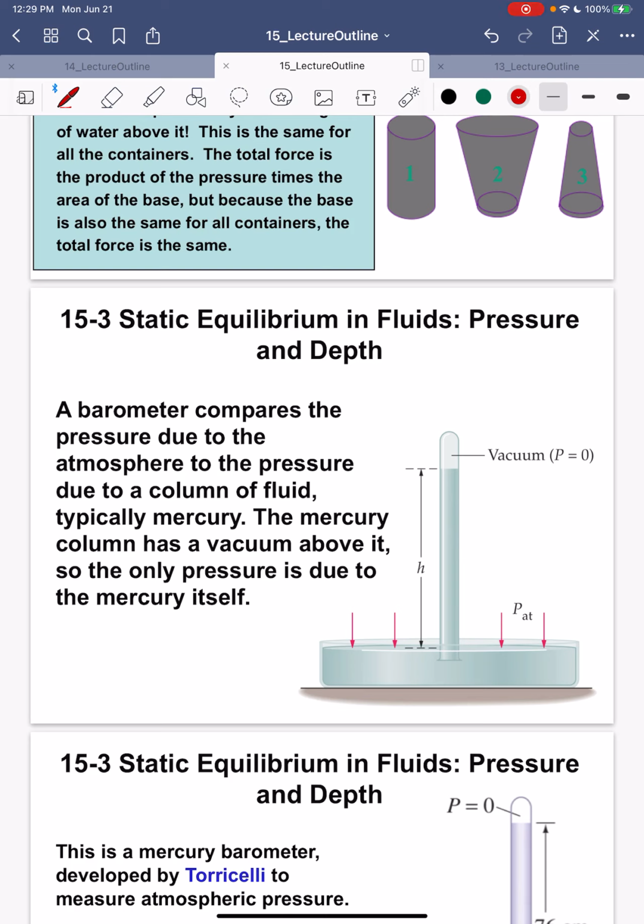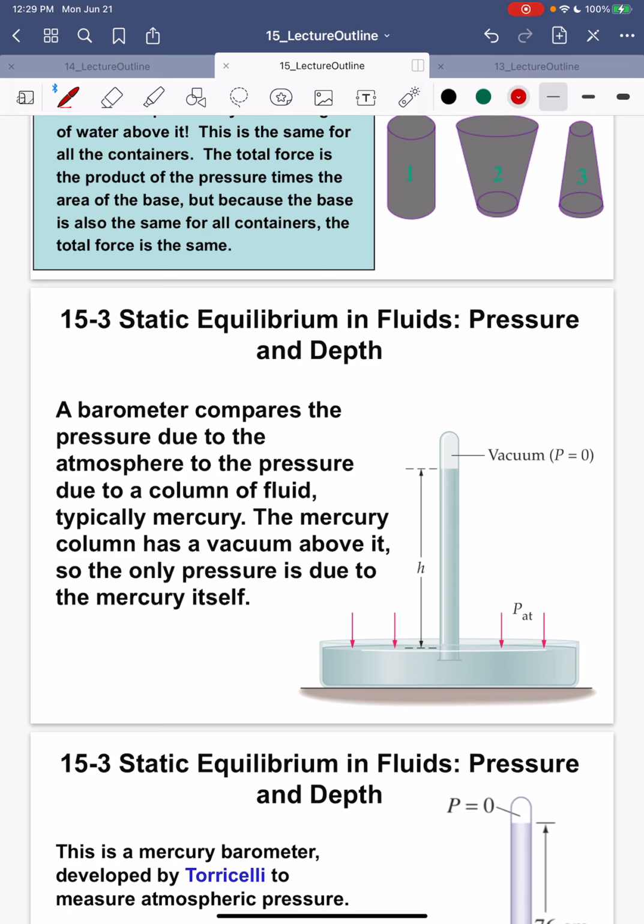The first thing that we are going to talk about is the barometer, which compares the pressure due to the atmosphere to the pressure due to the column of a fluid. Usually for that fluid we use mercury, and there are many reasons to use mercury. There are at least 4 reasons to use mercury.